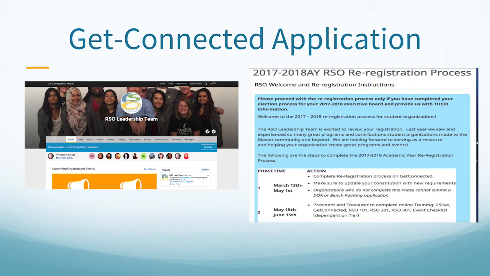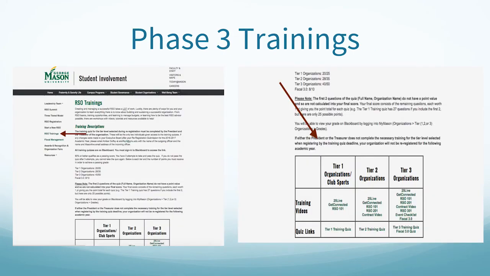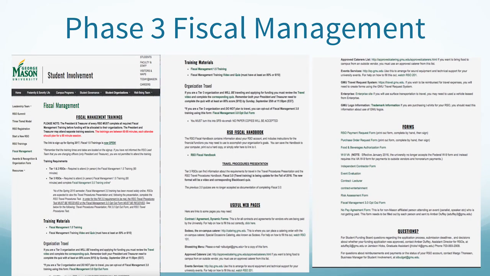This application helps Student Involvement to obtain and manage the up-to-date contact information for your organization, for the organization to submit an updated constitution or bylaws, and update the roster for the next academic year. Remember that Student Involvement must always be informed of any executive board changes. This helps to maintain effective communication for everyone involved.